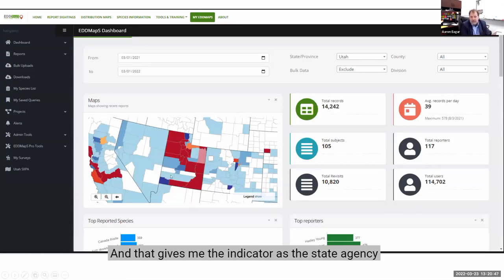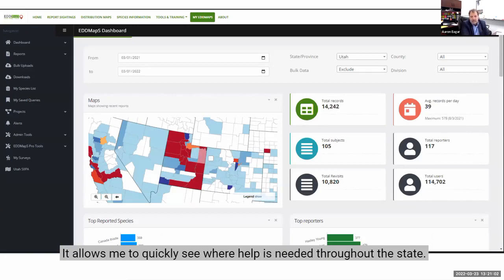And that gives me the indicator as the state agency that maybe they need some help, maybe they need some additional funds, maybe I need to get a CWMA more involved in that area. I can get a conservation district involved. It allows me to quickly see where help is needed throughout the state.